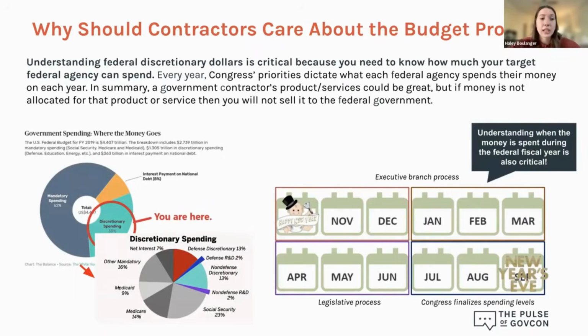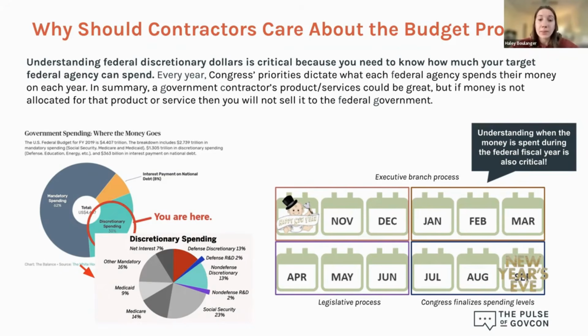To get started, why should you care about the budget process? Understanding federal discretionary dollars is critically important because you need to know how much your target federal agency can spend. Every year, Congress's priorities dictate what each federal agency spends their money on. A government contractor's product or services could be great, but if the money is not allocated for that product or service, then you will not be able to sell it to the federal government. So this should be like the first step when you're looking.